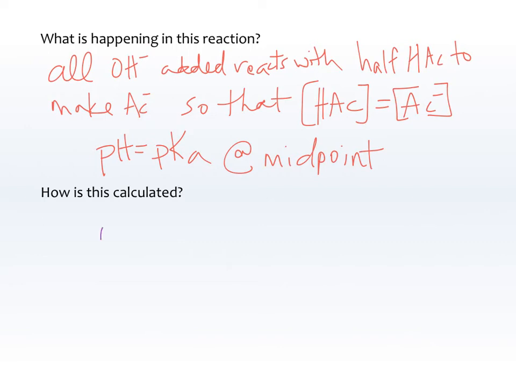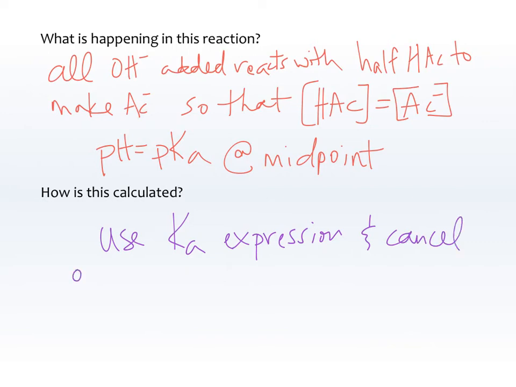So how is this calculated? Use the Ka equation and cancel out AC minus and HAC. This only works at the midpoint, not initially, not at the end point, just at the midpoint.